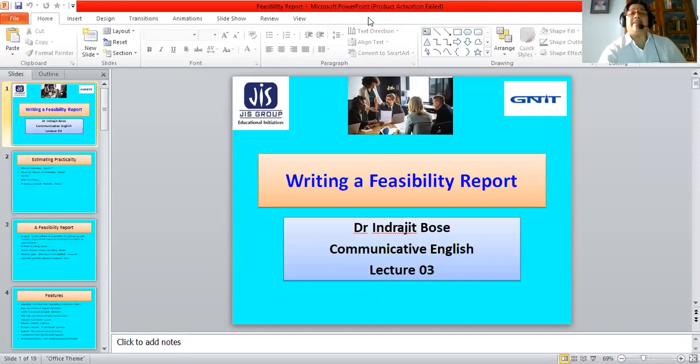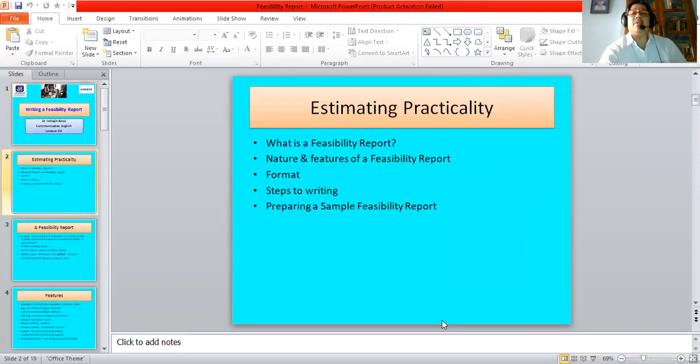In the course of this lecture, we shall be taking a look at what exactly is a feasibility report, and I shall be dwelling on the nature and the features of a feasibility report and the detailed format of writing a feasibility report. We should also be considering some steps to preparing a feasibility report and looking at a sample report with the help of a case study. Right, so let us begin the work.